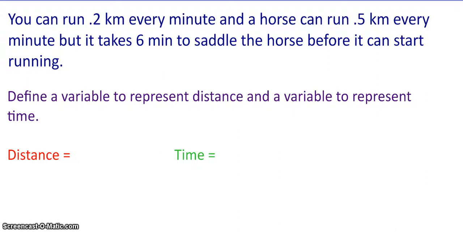So you can run 0.2 kilometers every minute, and a horse can run 0.5 kilometers every minute, but it takes 6 minutes to saddle a horse before it can start running.